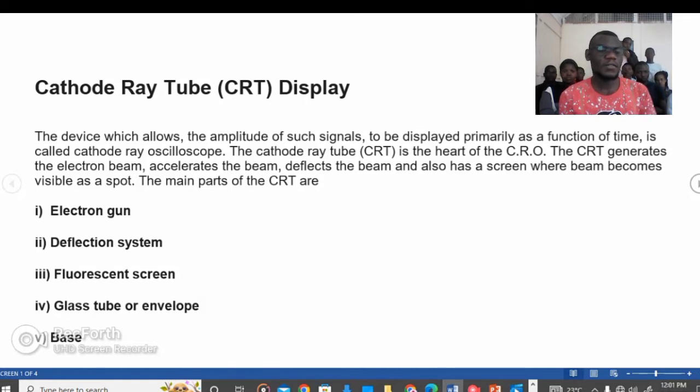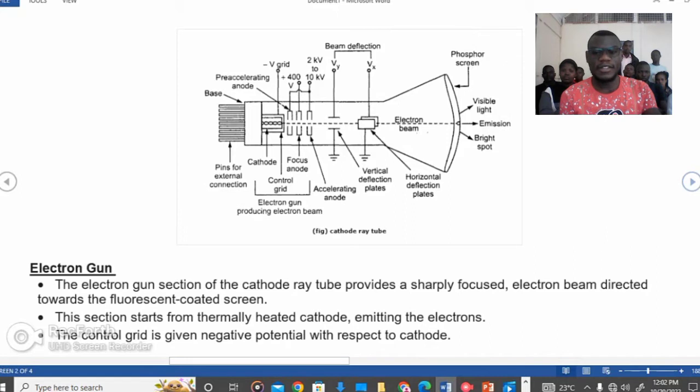For those who have seen TVs, you see pictures on the screen. The main parts of the cathode ray tube are the electron gun, deflection system, fluorescent screen, glass tube or envelope, and also the base. So these are the parts of the cathode ray tube, and this is a picture of the cathode ray tube, where we have the cathode, the anode, the focus anode, and the accelerating anode. We have the beam being accelerated towards the screen, and this is the screen where visible light and spots are seen.